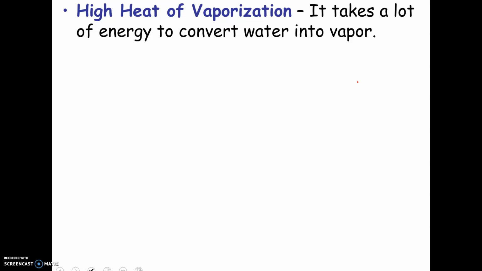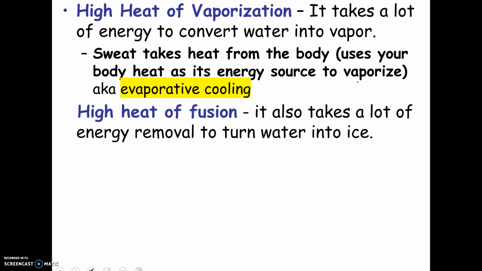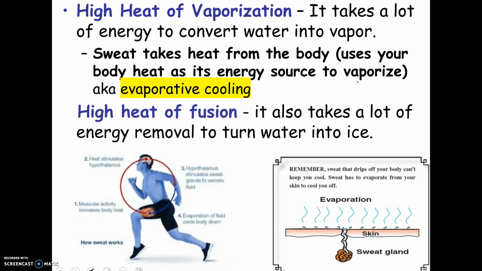All right, it also has what we call a high heat of vaporization. This is a little different. This is the amount of energy it takes to convert liquid water into vapor, to evaporate the water. Because this takes a lot of energy, this is actually why sweat cools your body. What happens is you sweat, the sweat comes out on your skin. That does not cool you. What cools you is the sweat evaporating. Where does it get the energy? Because it needs energy to evaporate, high heat of vaporization, it gets the energy from your body heat. So it's literally taking away body heat as it evaporates, and therefore you are cooled down.